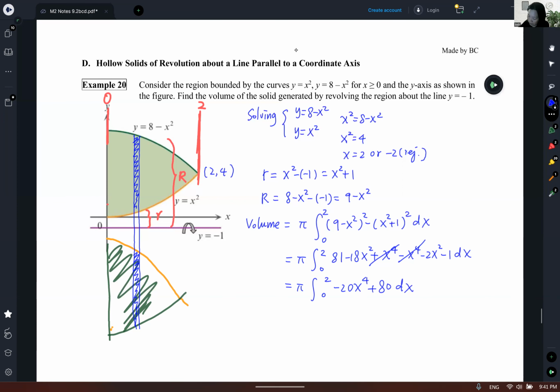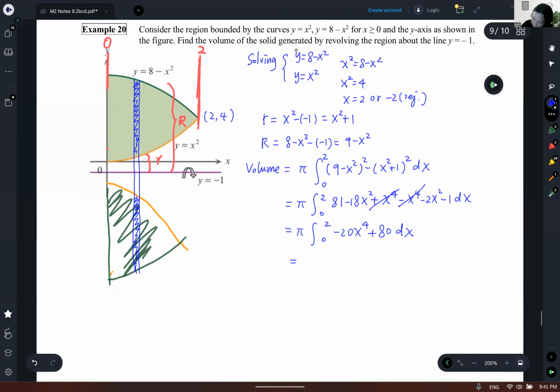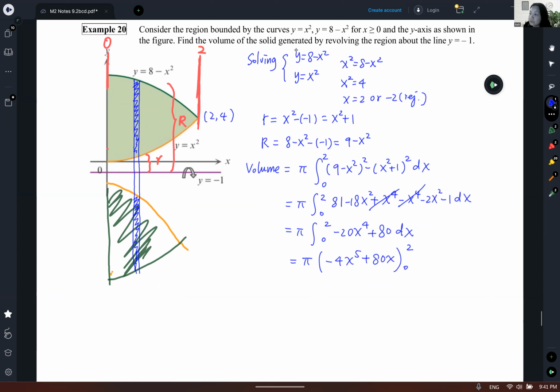Right? And then integrate. Now I would take the coefficient 20 out, but it's not necessary. Otherwise, I'll have a fraction. This will be negative 4x^5 plus 8πx from 0 to 2. And that will be π times negative 4 times 32 plus 160. The substitution is so easy.